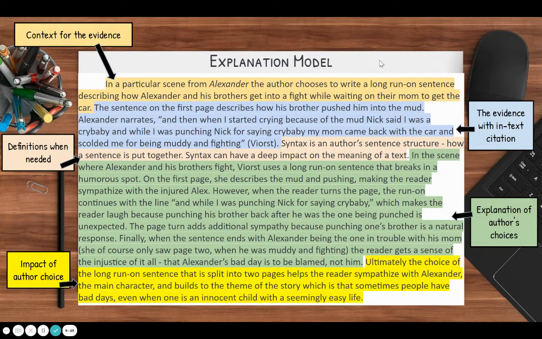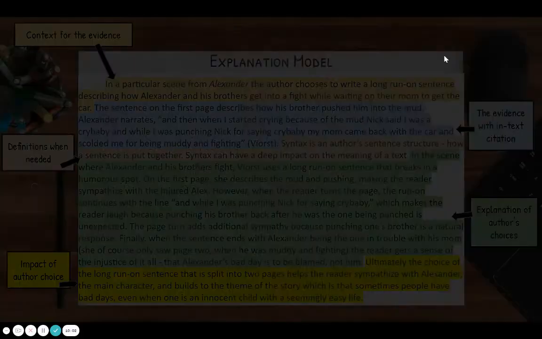So how do I do my explanation? I've got a lot of text here. I'm going to walk through it one piece at a time. I'm going to read the whole paragraph to you, or the whole explanation model to you, and then I'll go through each piece at a time. So we've got first my topic sentence.